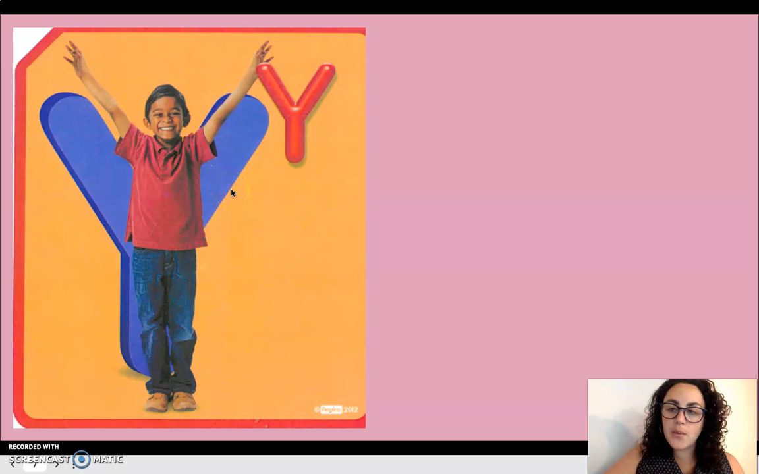Here's how you could make a Y with your body. It's kind of exciting. This kid looks so happy to be making it. You can make your arms the diagonal lines, and then the rest of your body is that straight line down to make a Y.